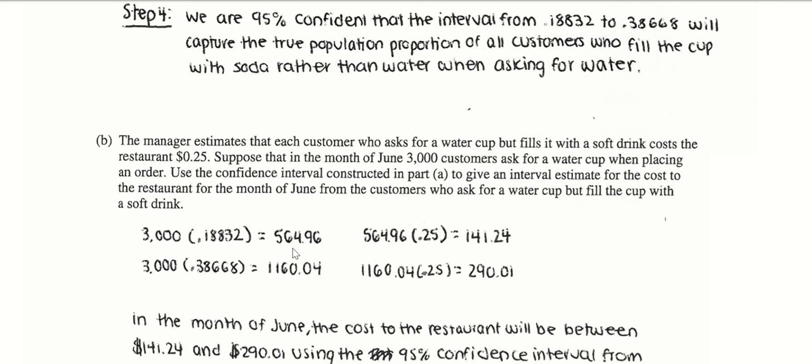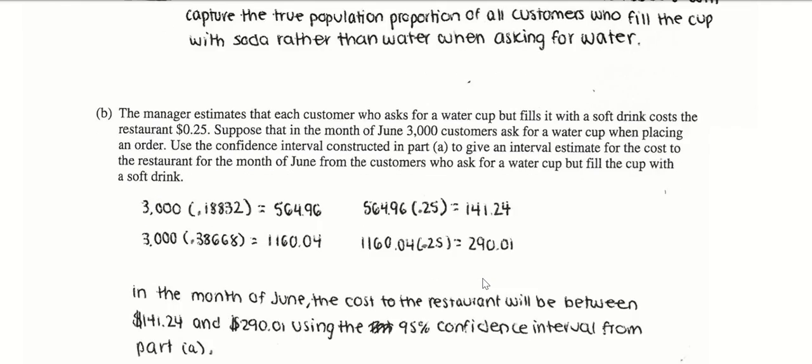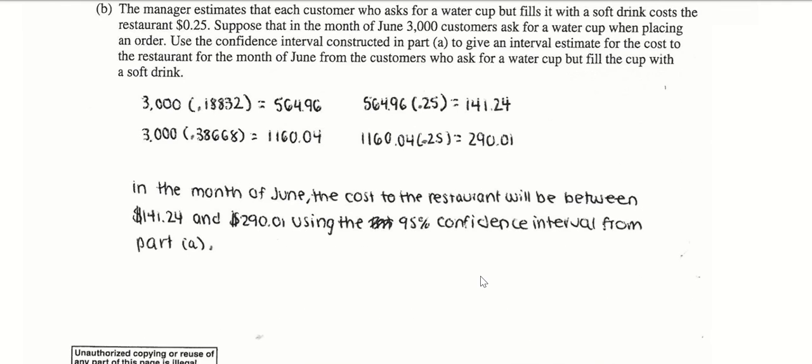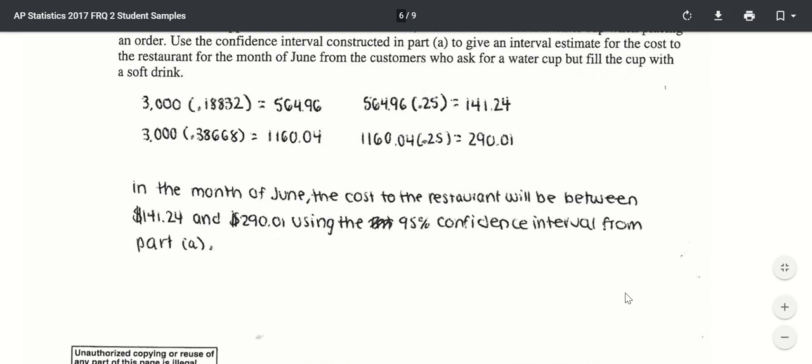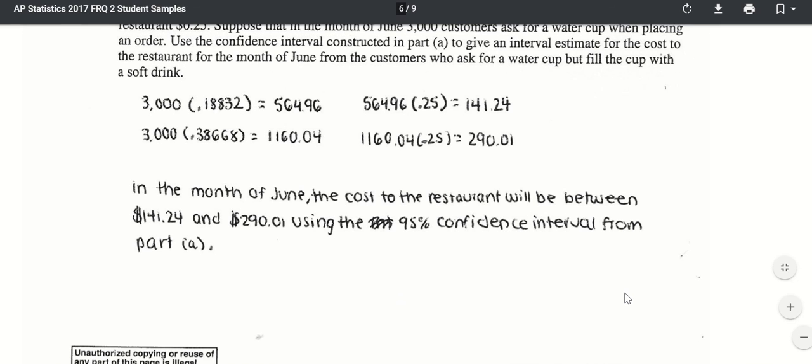And if each of those customers tells the lie and it costs 25 cents per customer, you now got to multiply 25 cents on each of those. So this is cost. So over here, that's people. Here is cost. So it's going to put a burden on the company of anywhere between $141 and $290. And this particular student showed the work and then wrote a little statement afterwards and received full credit.